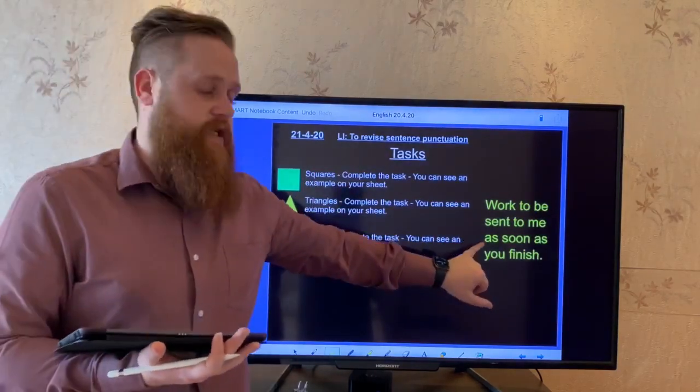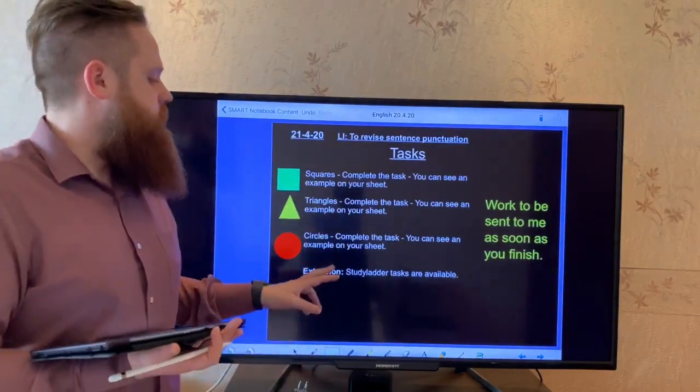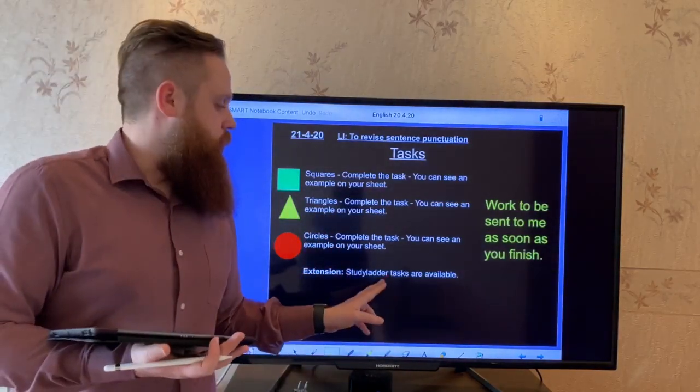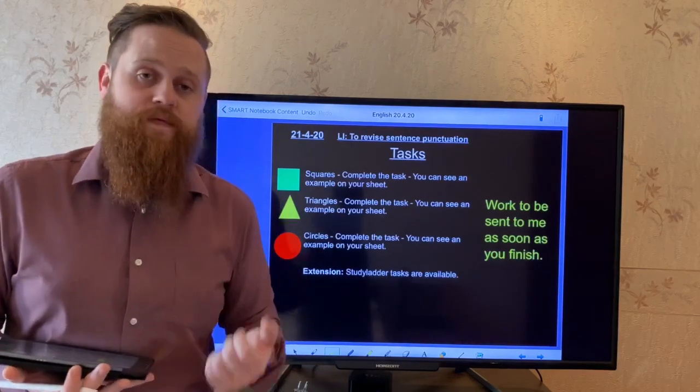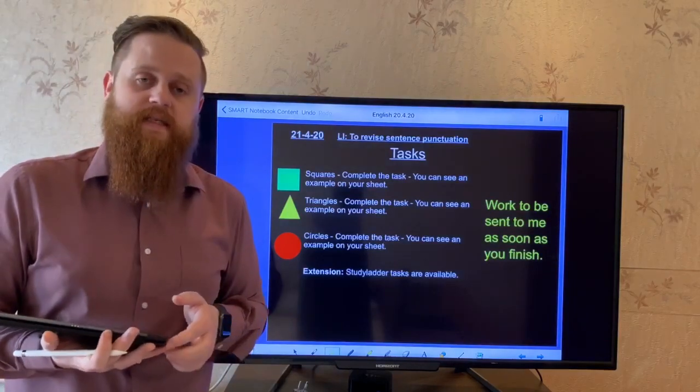As soon as you finish it, take a photograph, send it to me on Dojo, onto Skype, onto email, and your extension task is here. You can do your Study Ladder tasks. They are available if you want a further little challenge, okay? So that is your task this morning, Year 6.